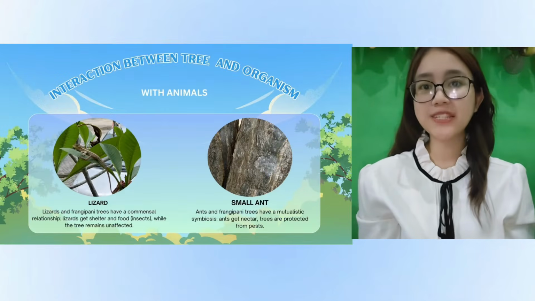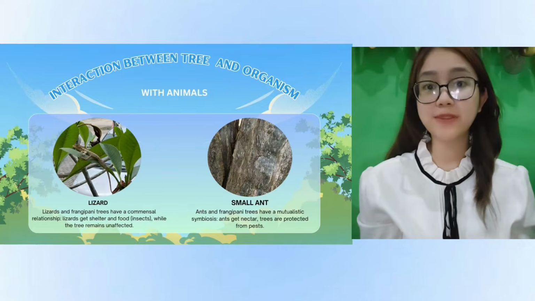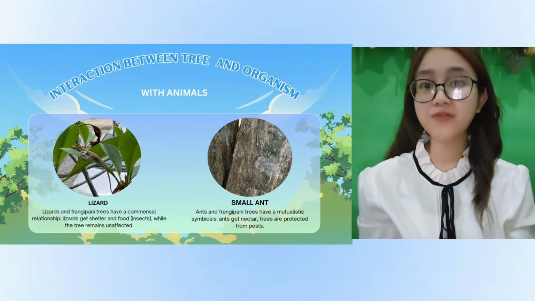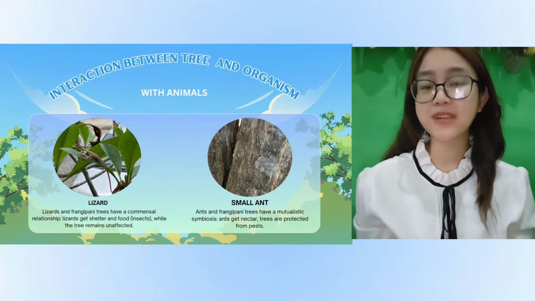Now, let's talk about the interaction between the frangipani tree and animals. First, the relationship between the lizard and the frangipani tree is an example of commensalism. The lizard benefits by using the tree for shelter and by hunting insects that live around the tree. Meanwhile, the tree itself is not affected by their presence.